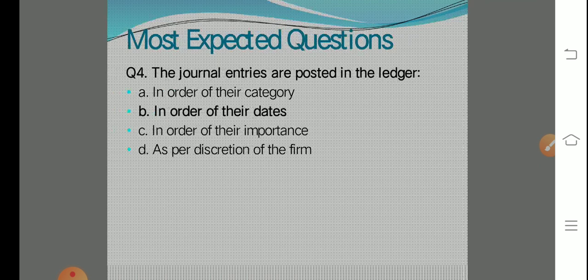फ्रेंड, जैसा कि पिछली स्लाइड में हमने देखा था when we were talking about difference between journal and ledger, वहाँ पे this point was clearly mentioned कि जो भी एंट्रीज जर्नल में होती हैं वो डेट वाइज होती हैं. Like आज आपकी जितनी एंट्री है, like today is 9th November. So whatever the entries will be there of 9th November, that will be written, and when it will come next day, then other. So in order of their dates, the journal entries are posted in the ledger in order of their dates. So let's move to next question.